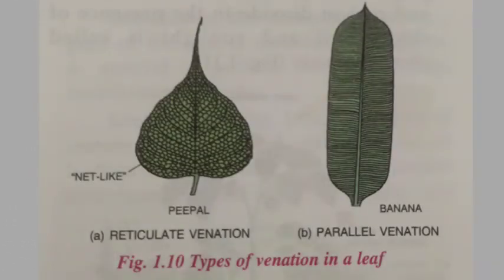The first type of venation is reticulate venation. In this type of venation, veins and veinlets are irregularly distributed in the lamina, which forms a network. Examples of reticulate venation are the peepal leaf and mango leaf. The second type of venation is parallel venation. In this type of venation, veins run parallel to each other. For example, banana, grass, maize, etc.